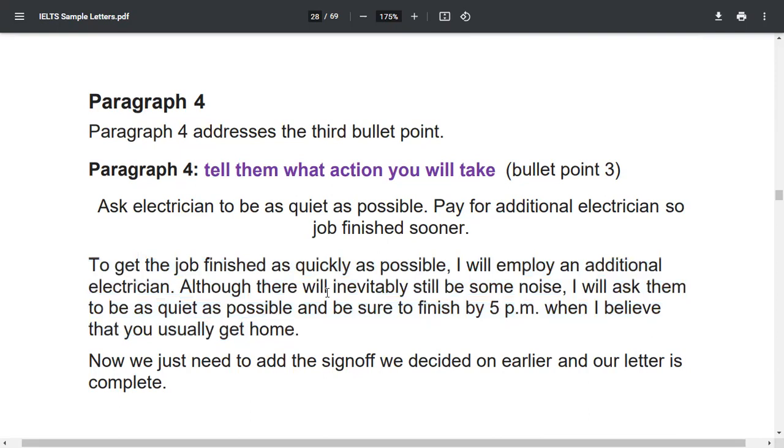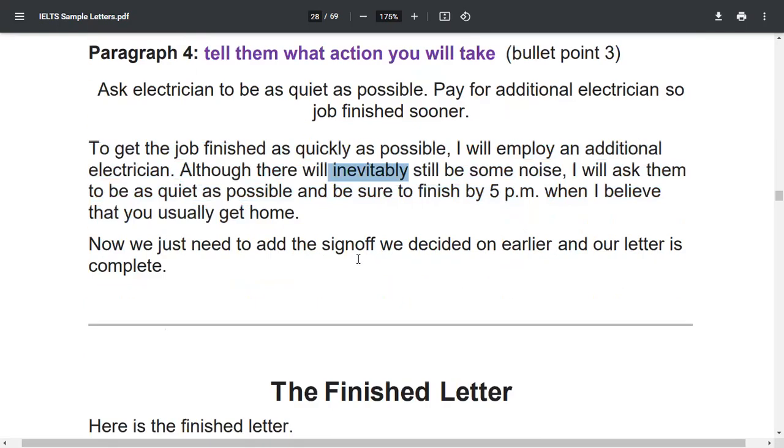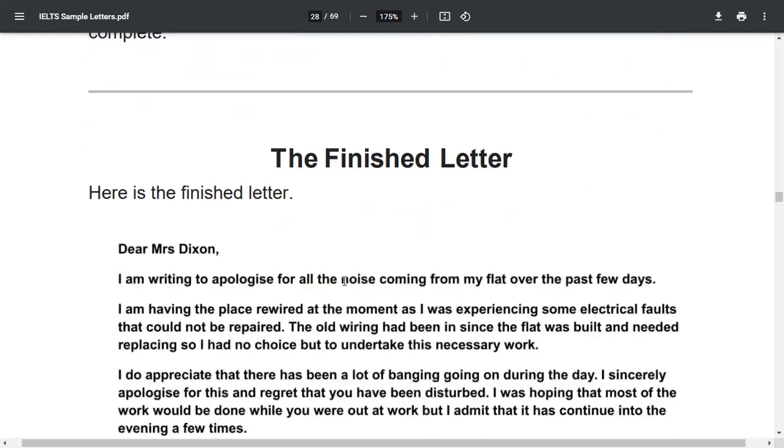So we have a beautiful word here, inevitably. Inevitably means unavoidably, so you can't avoid it. It's like unavoidably, unavoidable. It's a beautiful adverb.